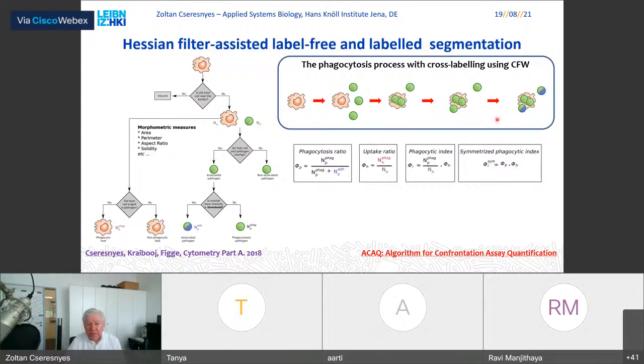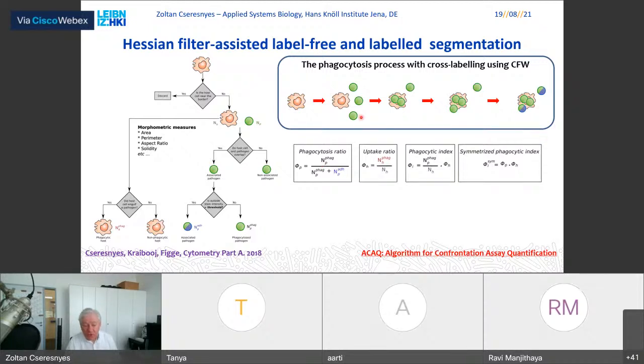Do we need to label the macrophages always, and do we need to label the pathogens always, except for the secondary labeling? No, we can also find them label free, and we will talk about this in a couple of slides. But for now, I wanted to introduce you, very briefly, to the measures we get out of such an image analysis.